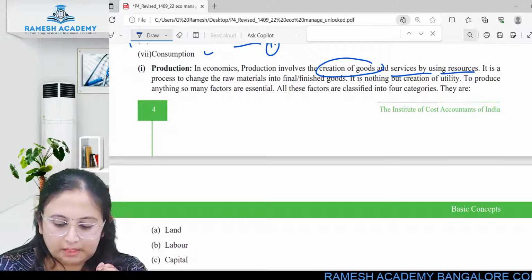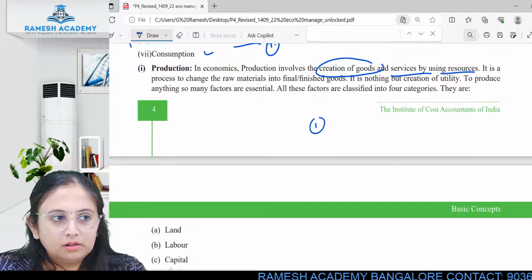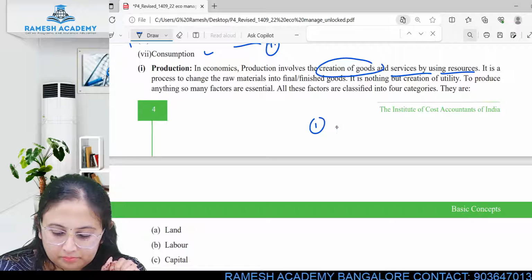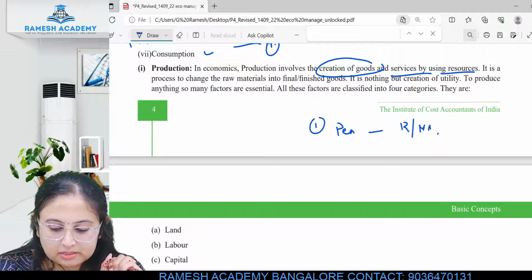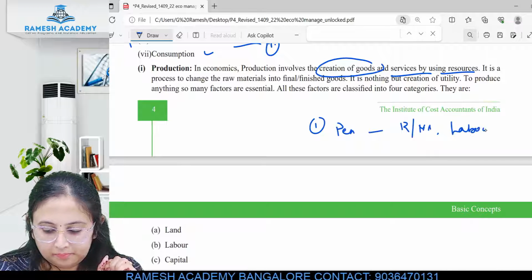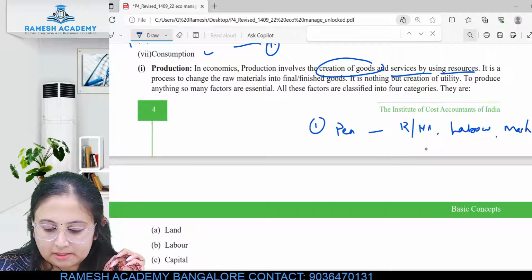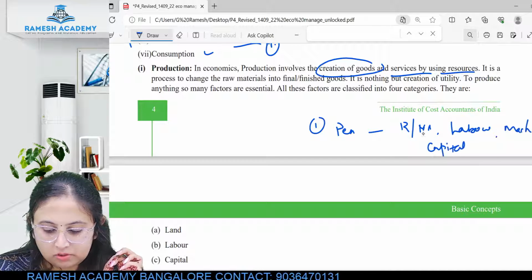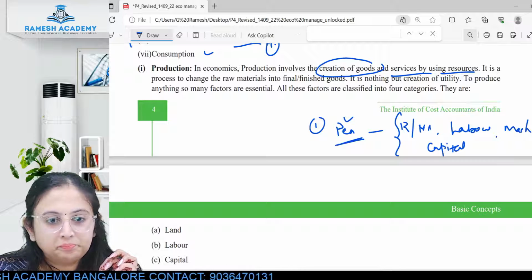For example, first, the manufacturing of maybe a pen. You are manufacturing a pen. For that you need raw materials, you need people, you need some decent machinery, and you need money, that is your investment. So you are using all these things and you are manufacturing or producing a pen.